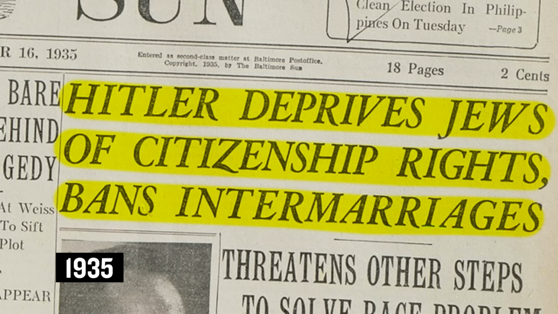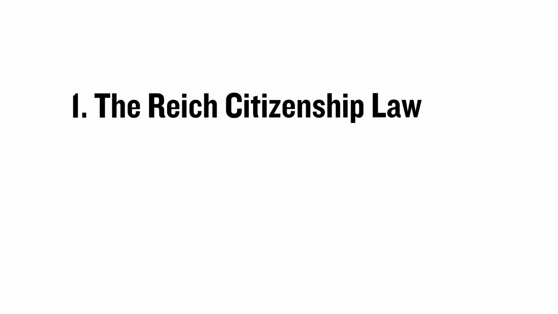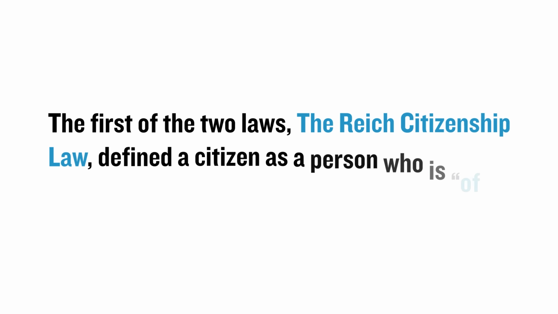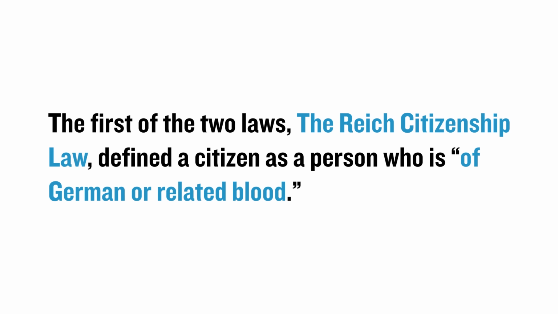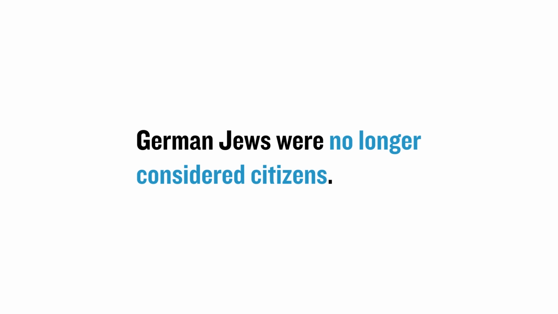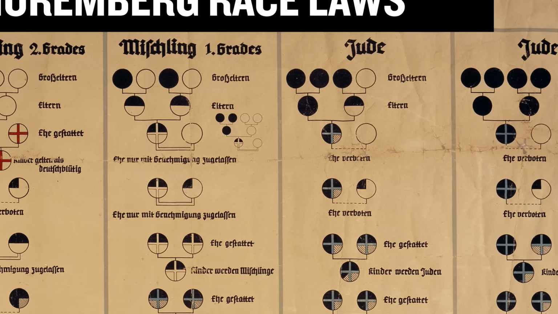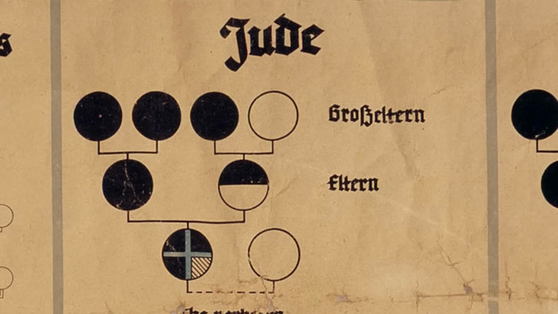There were two laws: the Reich citizenship law and the law for the protection of German blood and German honor. The first of the two laws, the Reich citizenship law, defined a citizen as a person who is of German or related blood. German Jews were no longer considered citizens. The Nazis declared that people with 3 or 4 grandparents born into the Jewish religious community were Jews.